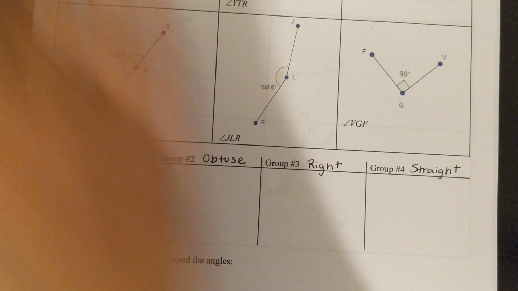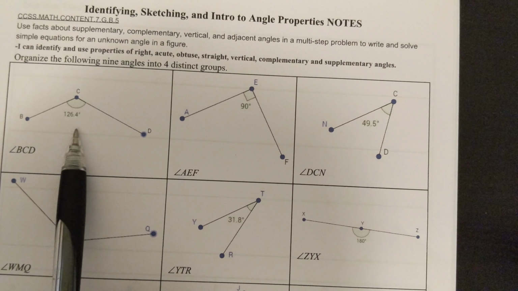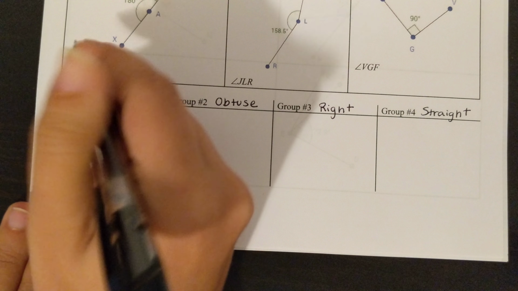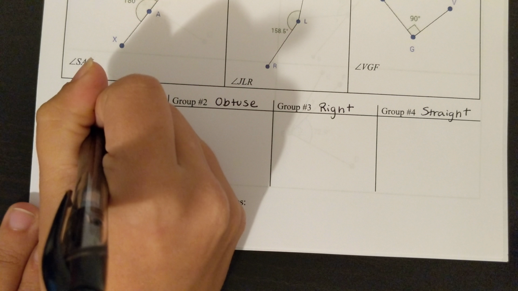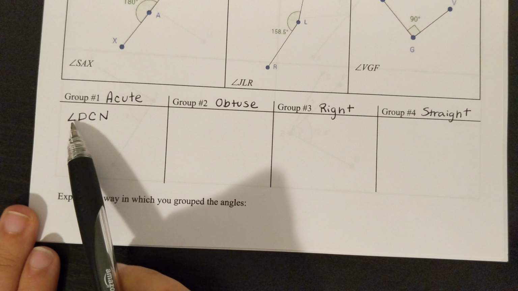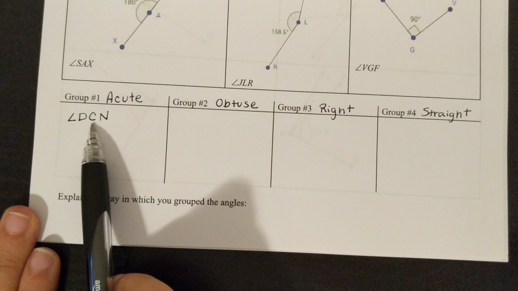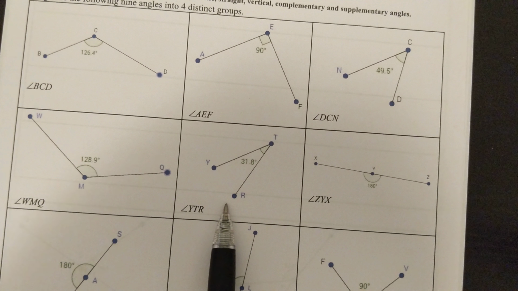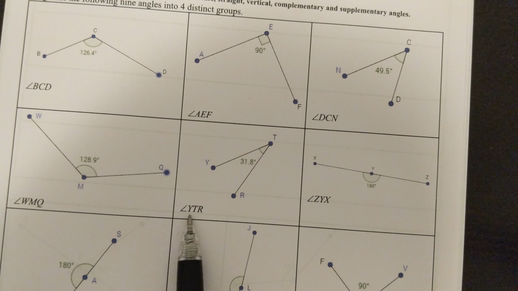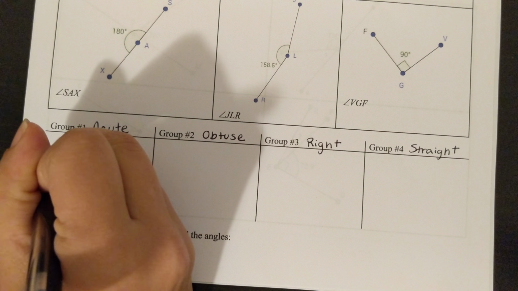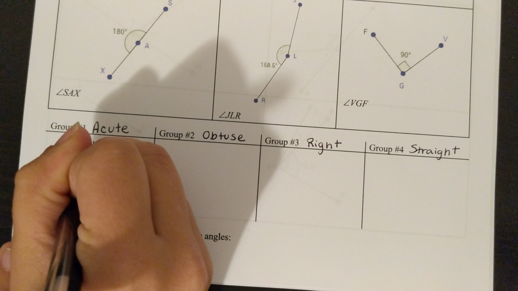When I go through and look at all my angles, the last one in the first row, angle DCN, is less than 90 degrees, so that's an acute angle. Make sure when you're writing angles, you use the angle symbol and all capital letters. The vertex must be in the middle. The other acute angle is in the middle row, middle angle, and that is angle YTR. It's less than 90 degrees.